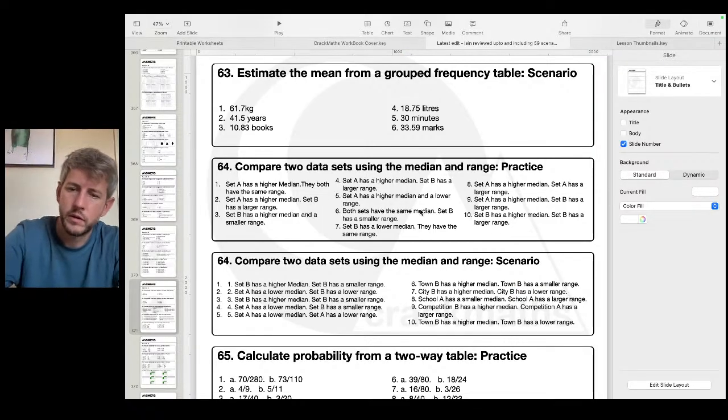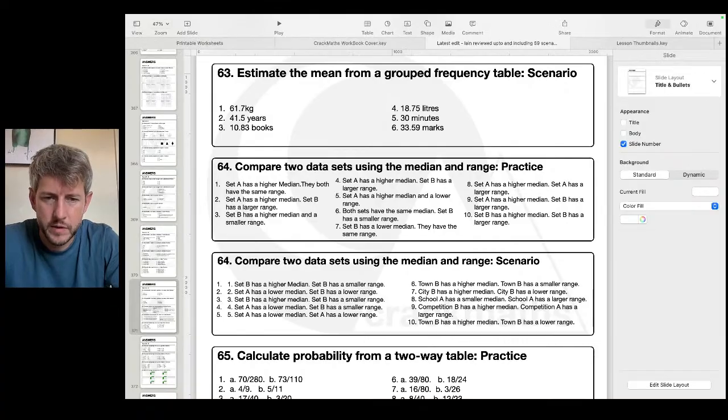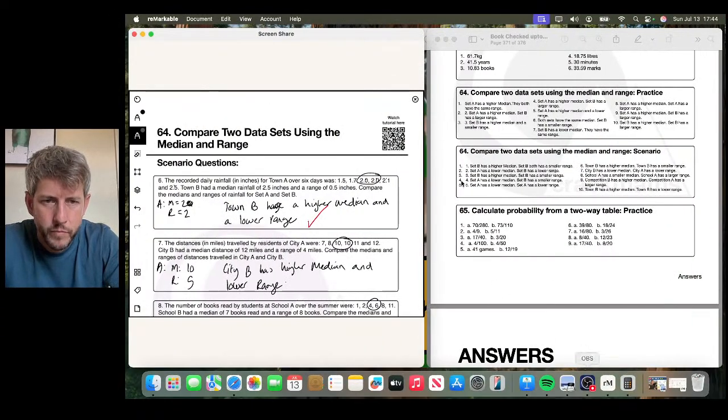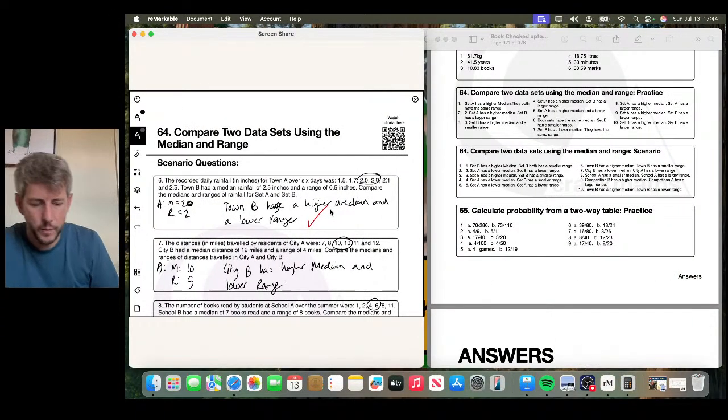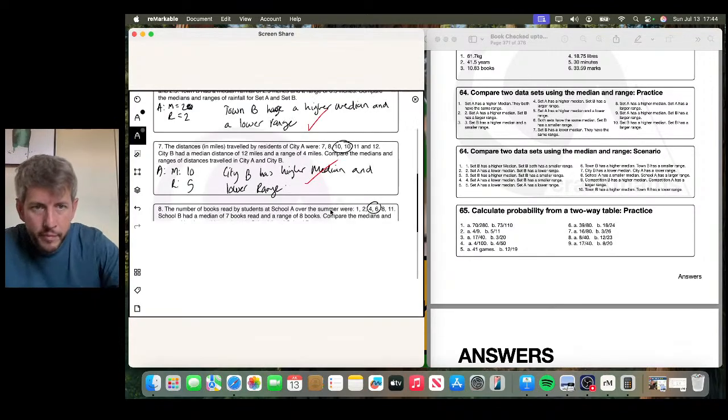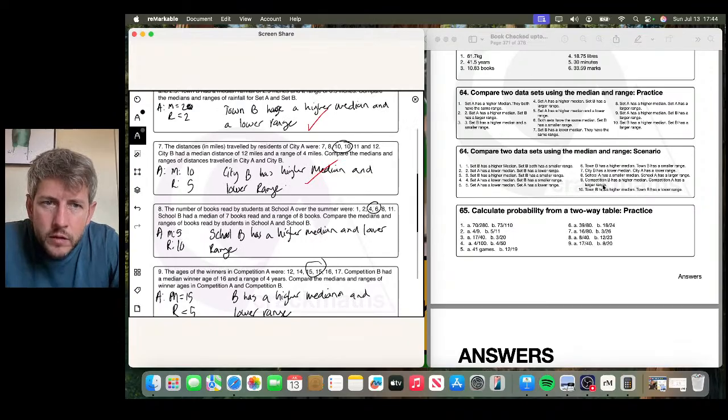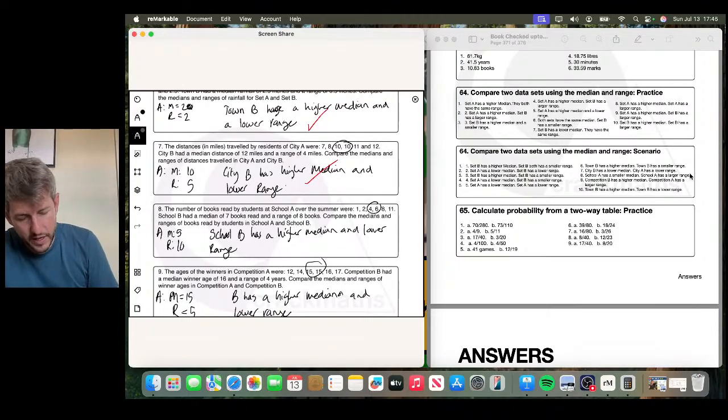Okay, right. Let's go back to here. So that one's now been corrected. School A has a smaller median. School A has a larger range. School B has a higher median. Yep, that's the same. And a lower range. Yep, there we go.